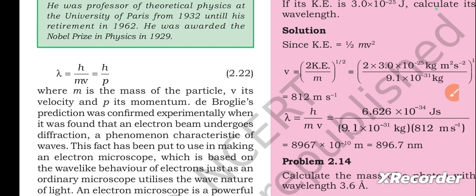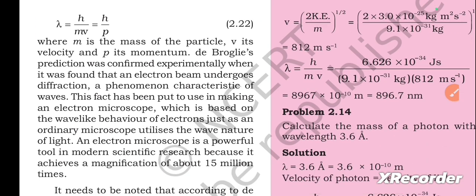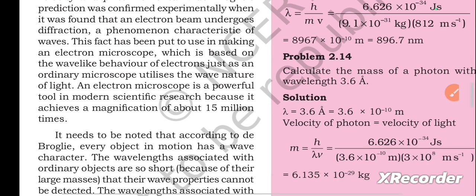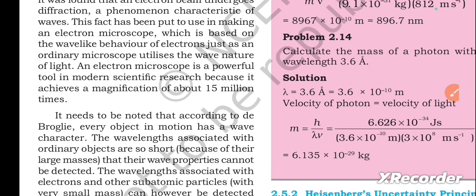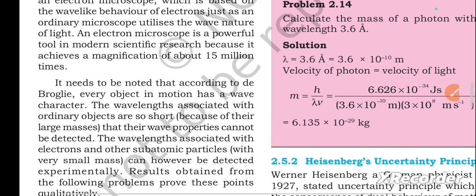De Broglie's prediction was confirmed experimentally when it was found that an electron beam undergoes diffraction, a phenomenon characteristic of waves. This fact has been put to use in making an electron microscope, which is based on the wave-like behavior of electrons, just as an ordinary microscope utilizes the wave nature of light. An electron microscope is a powerful tool in modern scientific research because it achieves a magnification of about 15 million times. It needs to be noted that, according to de Broglie, every object in motion has a wave character.